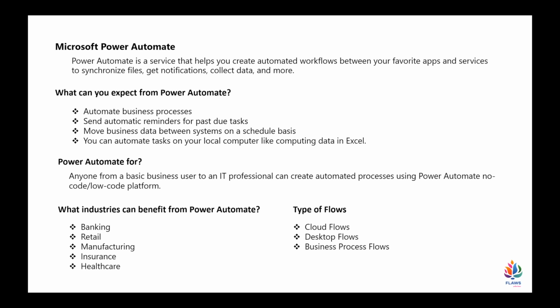And we can move business data between two systems, for example where we have a legacy system and we have a new system as well. We can automate those tasks on a daily basis with the scheduled time, and we can automate tasks on our local computer, like when we are computing data in an Excel file, right? Those operations we can automate in Power Automate.